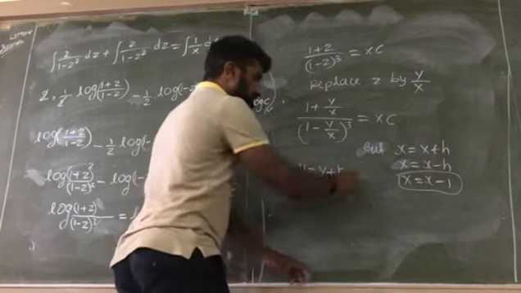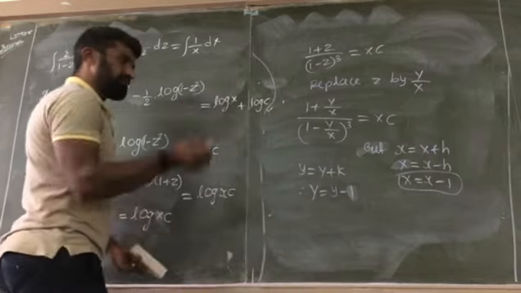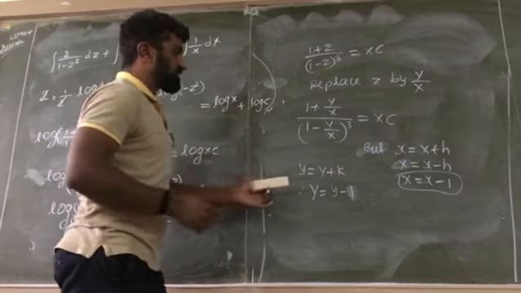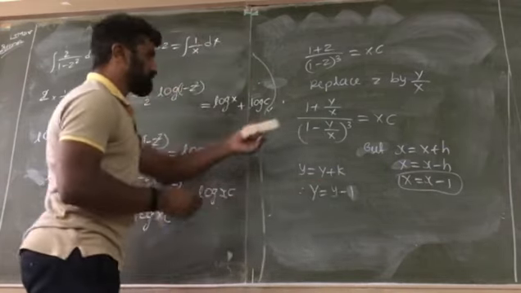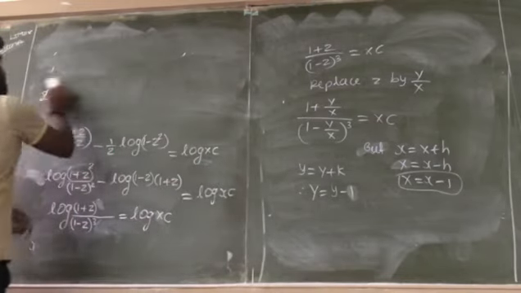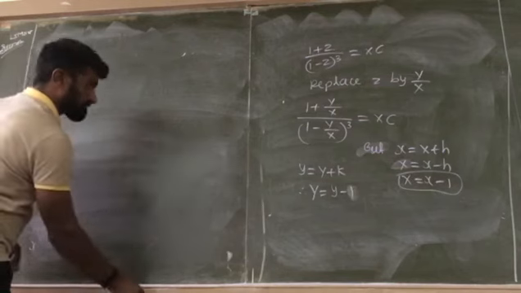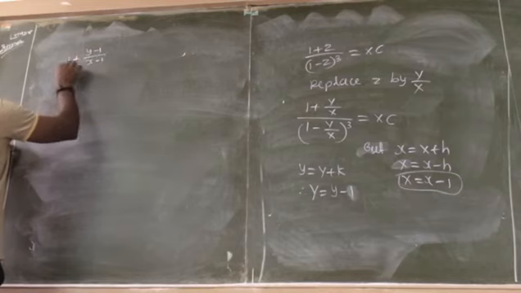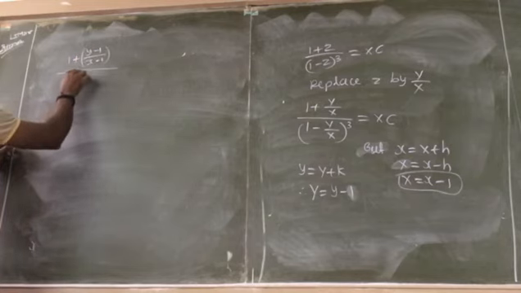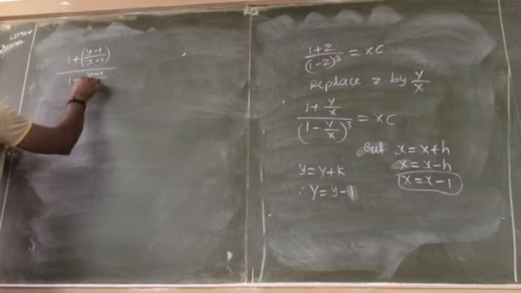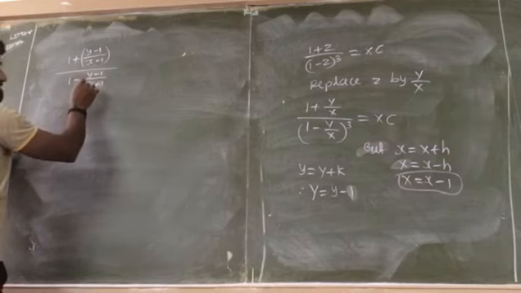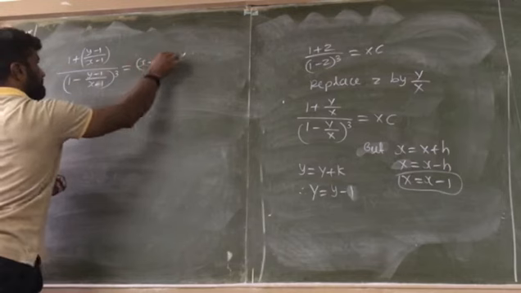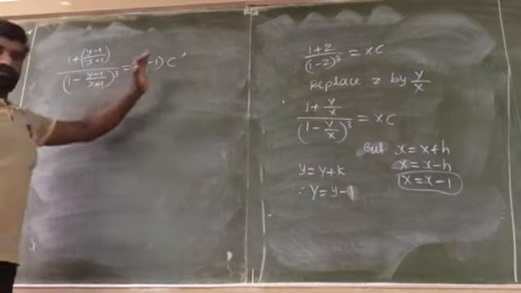K value is 1. We put capital X and capital Y because the given equation is in the form of small variables, but here the answer is in capital variables, so that's why we replace capital X and capital Y. Therefore our equation becomes 1 plus y minus 1 divided by x minus 1, whole divided by 1 minus y minus 1 divided by x minus 1, whole cube, equals x minus 1 into c. Simplify, right? So that is the solution of the given equation.